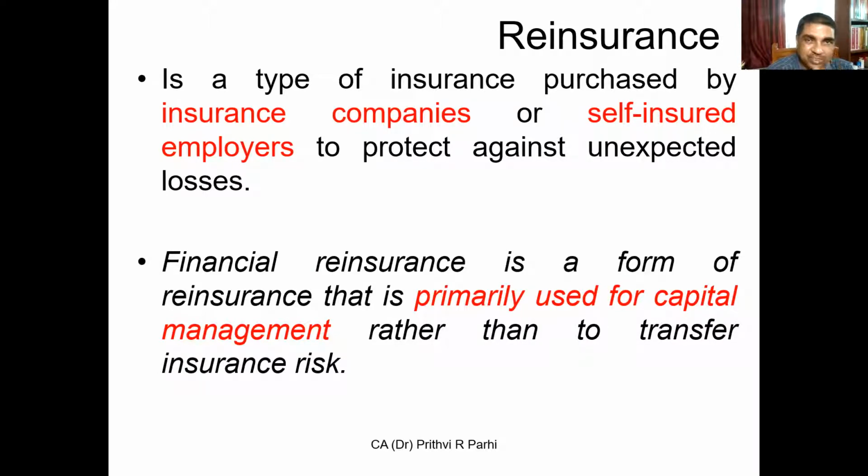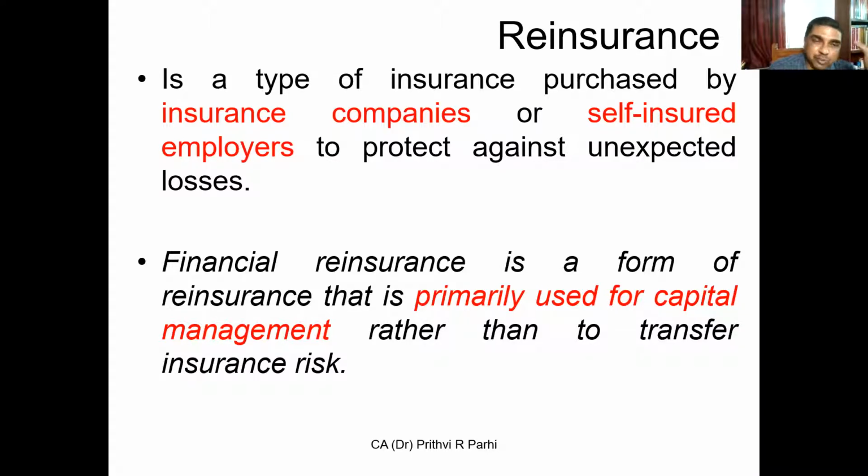Okay. Now, friends, let us try to understand in a different way. It is a type of insurance which is purchased by insurance companies. Reinsurance is purchased by insurance companies. It's not purchased by general people or by insureds. It is purchased by the insurers, or it may be purchased by self-insured employers. Sometimes employers might have taken self-insurance of their loss, so they may also go for reinsurance.